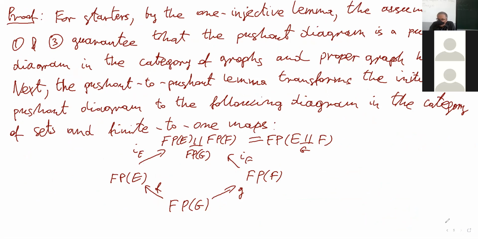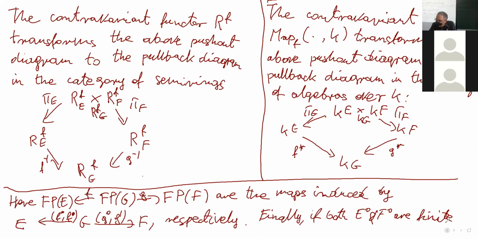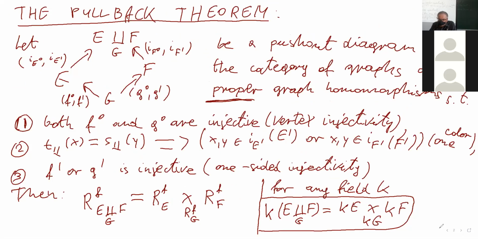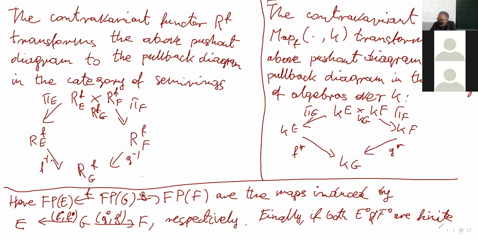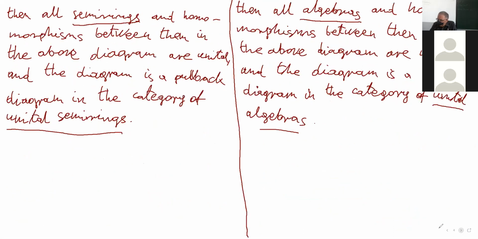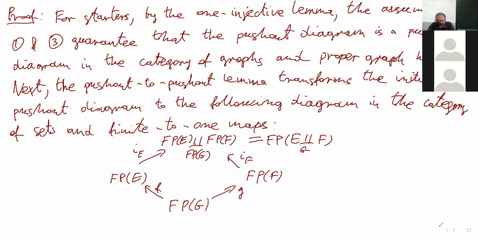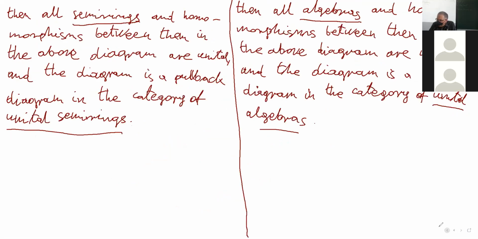And here we use, I didn't write which assumptions to use, but remember, these assumptions 1 and 2 are assumptions of this push-out to push-out lemma. There's one color condition and vertex injectivity. This is what we need to make sure that this claim is correct, what I wrote here. Okay? And I think this is obvious, but it's really easy. Let me not write it, please.